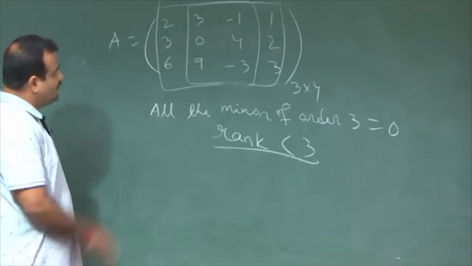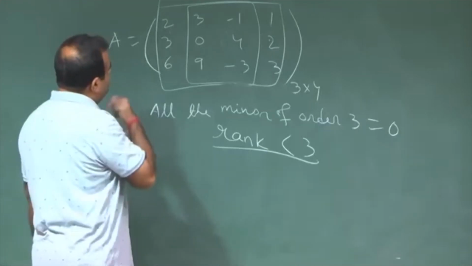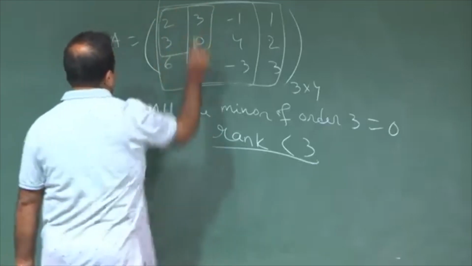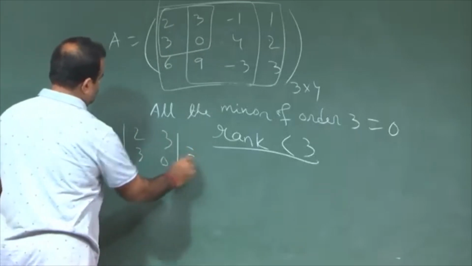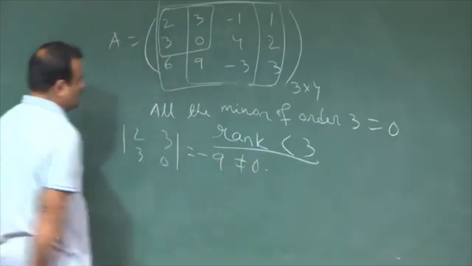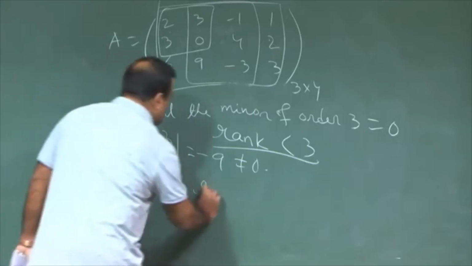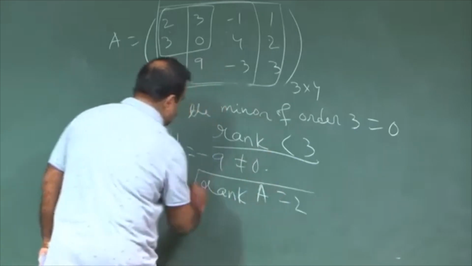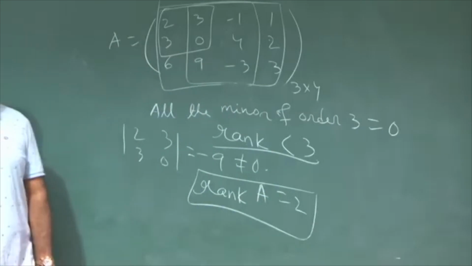So, now we have to consider all the minors of order 2. Let us check whether we can have a non-zero minor. We just take this minor of order 2. What is the value of this? Yeah, so this is minus 9. So, this is not equal to 0. So, we got a minor of order 2 which is non-zero. That means from here we can say the rank of A is 2.